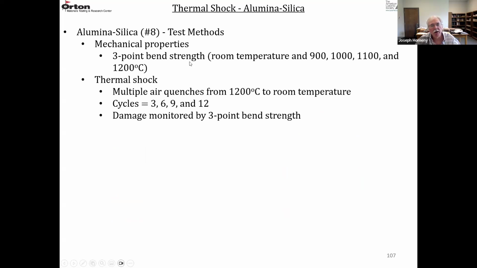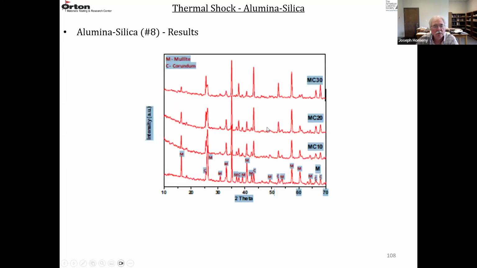So 3-point bend strength, room temperature, 900, 1,000, 1,100, and 1,200 degrees C. So they measured strength as a function of temperature. And thermal shock was multiple air quenches from 1,200 degrees C to room temperature. So this is not as severe as a water quench. And these quench bars were done in cycles of 3, 6, 9, and 12. And they monitor the damage by a bend bar strength.